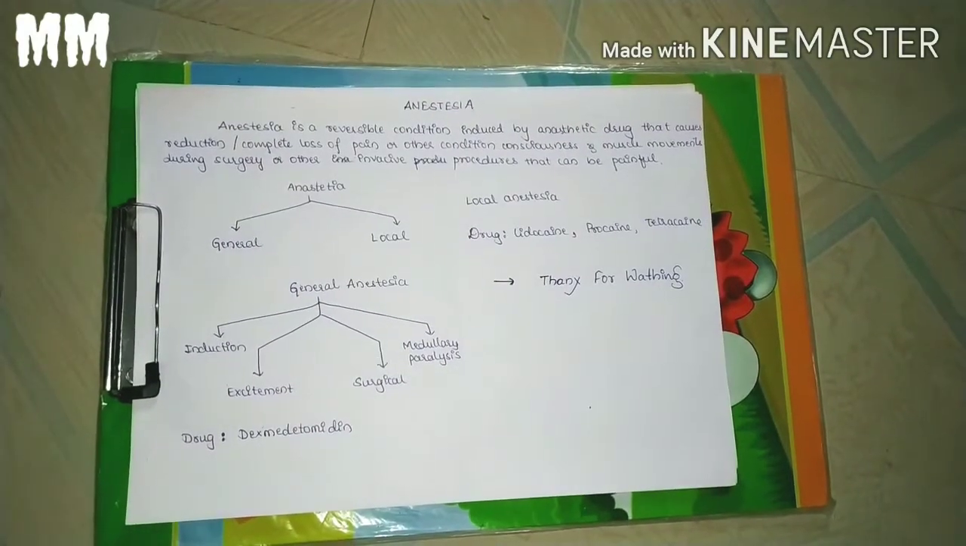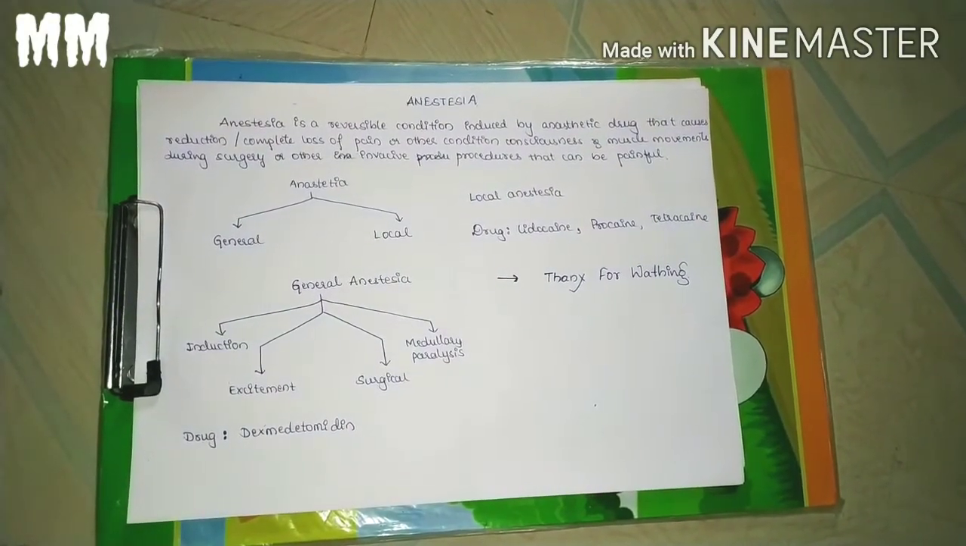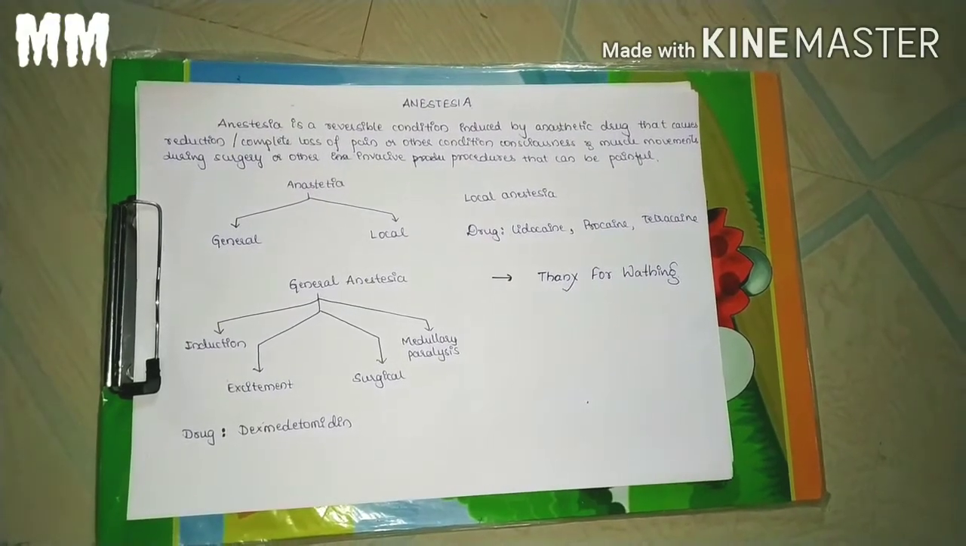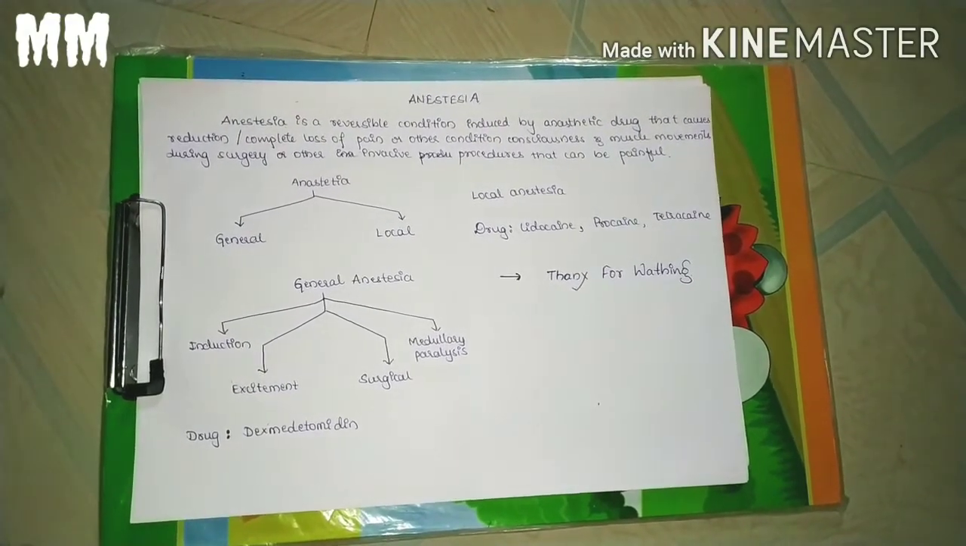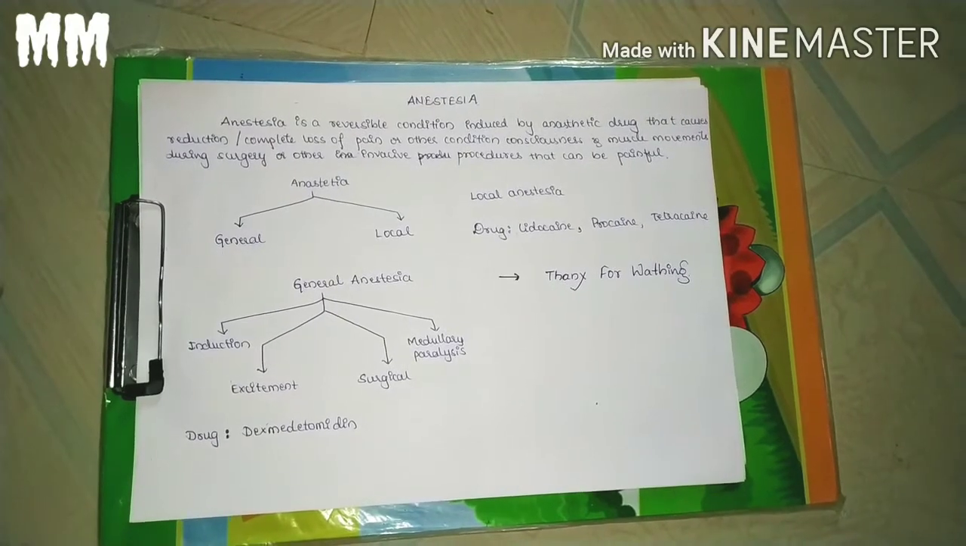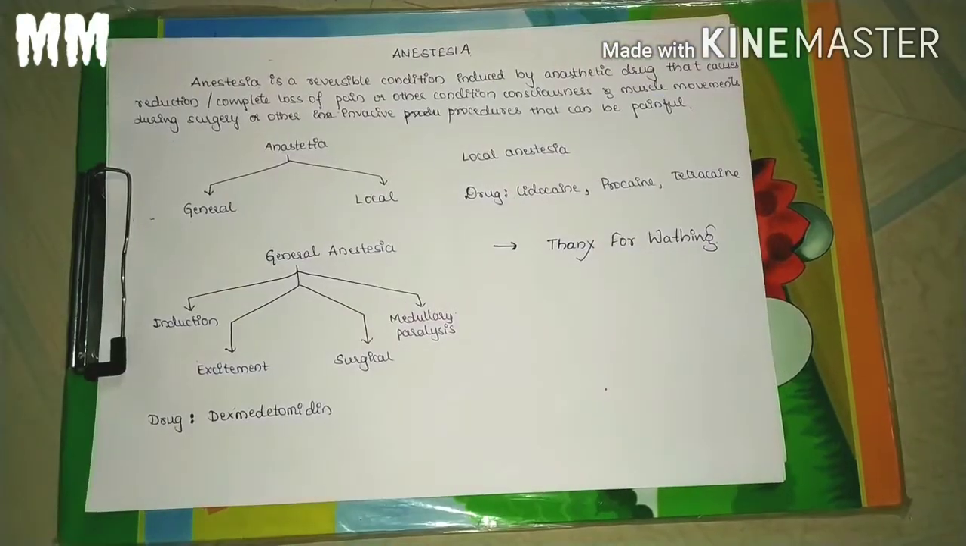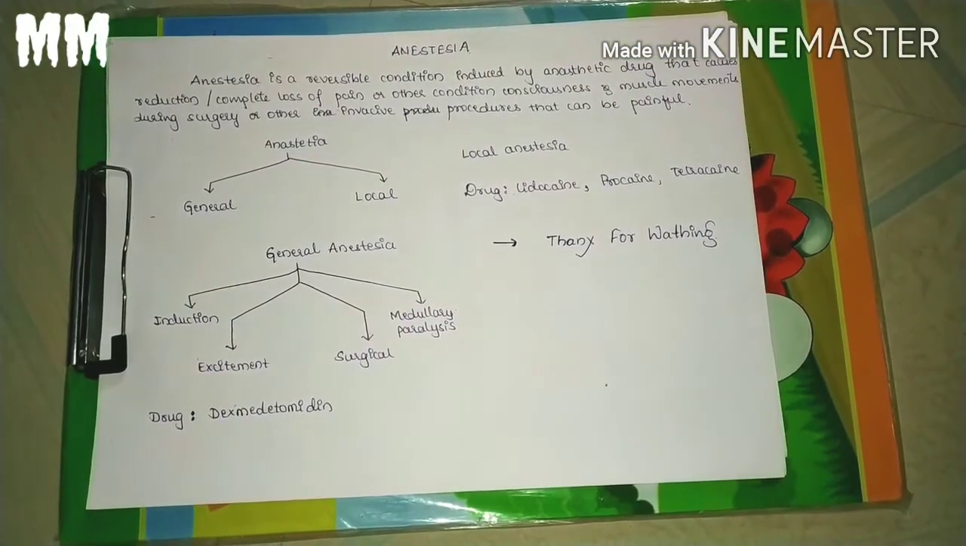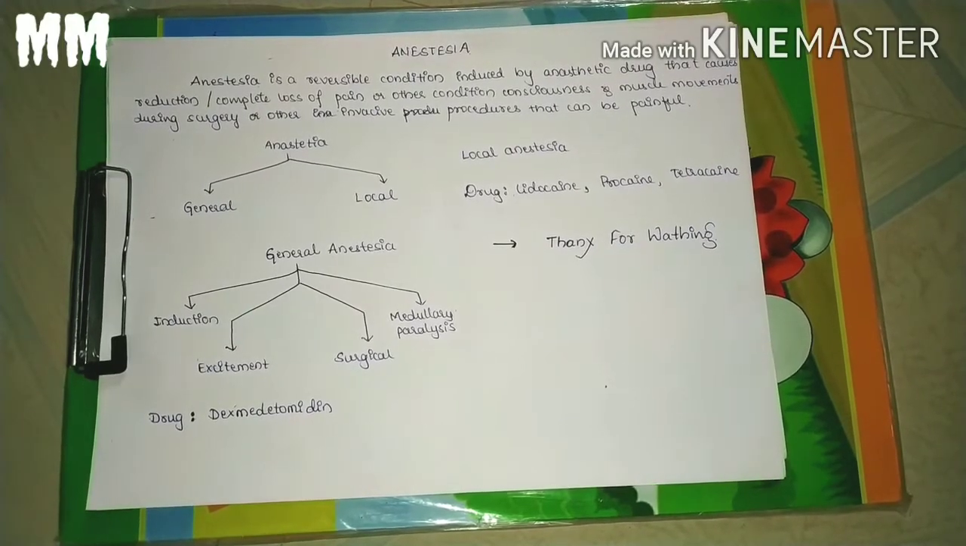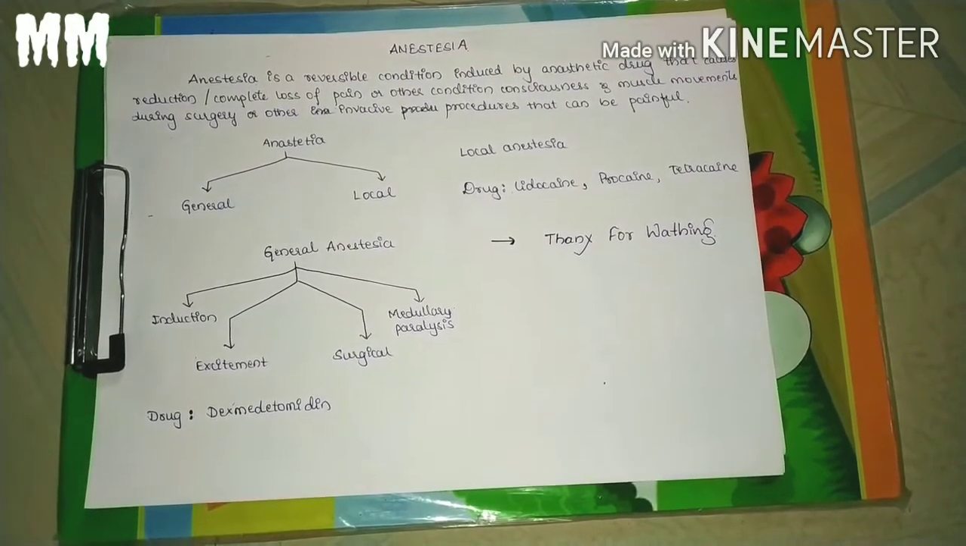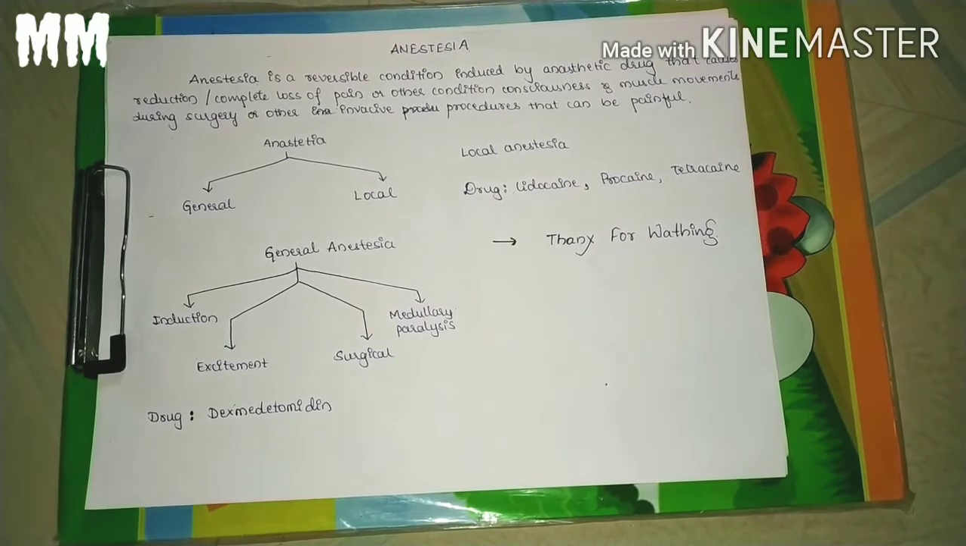Now, what is general anesthesia? It makes the whole body lose feeling, movement and consciousness. Drugs that are used to induce this type of anesthesia are called general anesthetics. And the second type is local anesthesia, which numbs only a specific targeted area of the body. And the drugs that are used to induce local anesthesia are called local anesthetics.